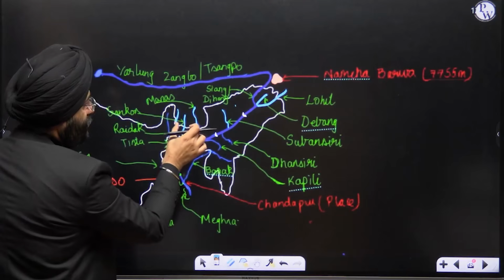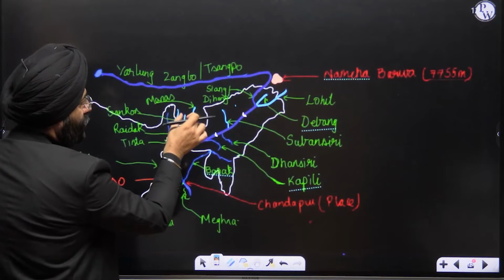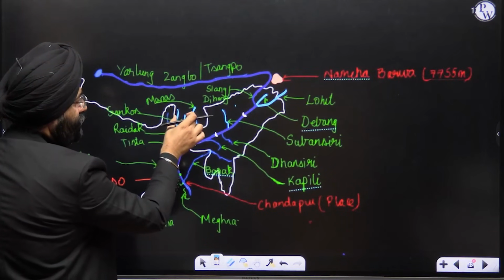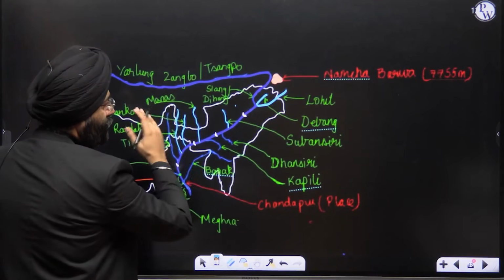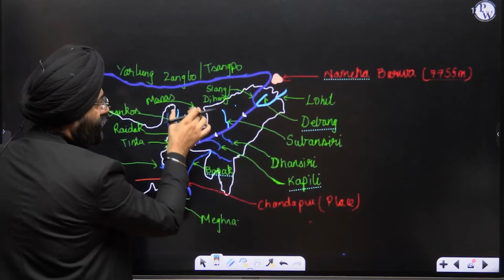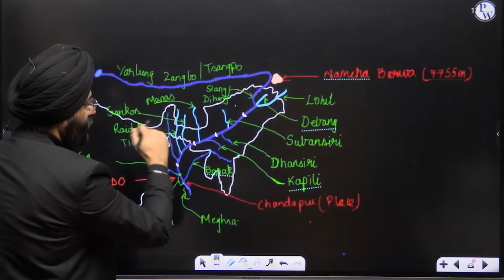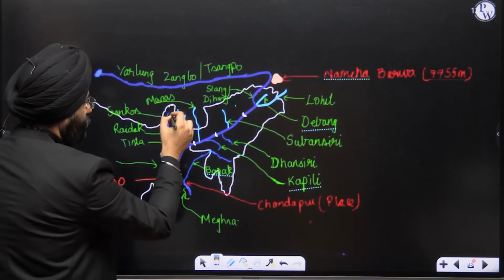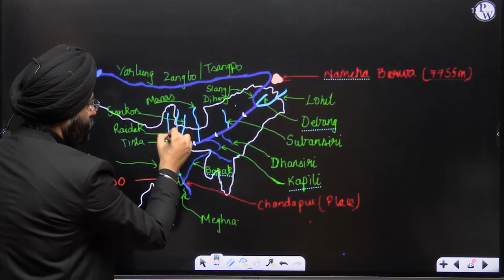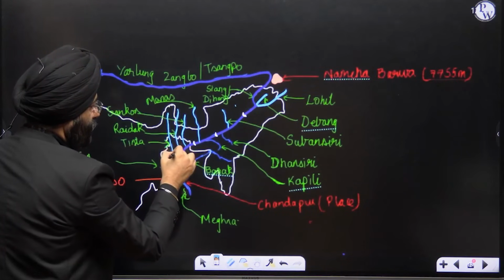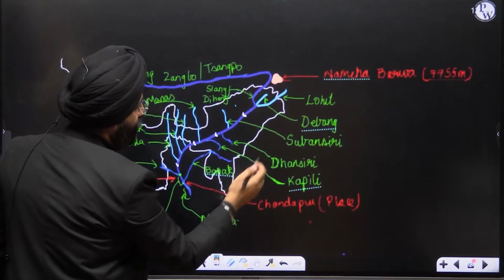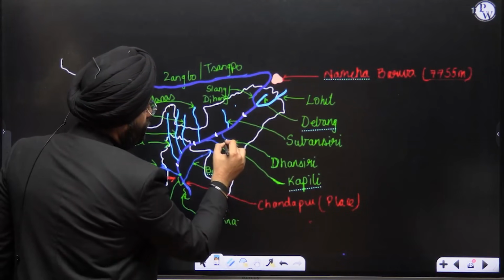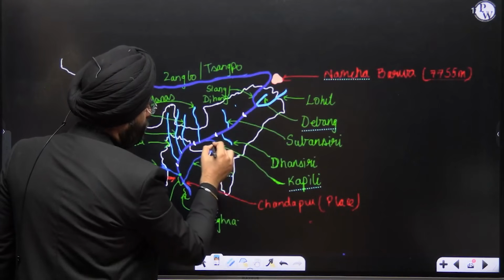Now please understand, these three are coming from the Bhutan Himalayas. So this can be asked. They can ask you the order, from east to west or west to east, or they can ask which among the following are rising from the Bhutan Himalayas. Then you have the Tista River from the Sikkim region, merging with the Brahmaputra. On the other hand, on the left bank, you have an important tributary, the Dhansiri. Then you have the Kapili.